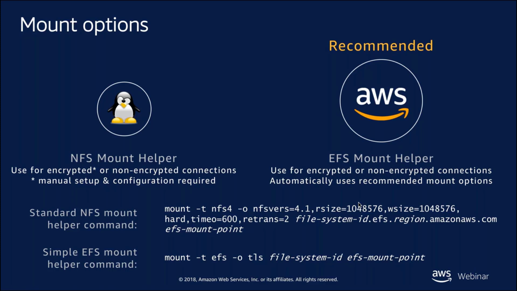So again, you can take a look at the mount command differences between the standard NFS mount and the simplified EFS mount using the EFS mount helper. Really, the only thing you need to supply with the EFS mount helper is to identify that you are using the EFS mount helper with the -t efs. If you want to have an encrypted connection, basically enable encryption of data in transit, you would use the option tls to mount that file system. You'd have the file system ID and then the mount point that you want to mount the file system as on that instance, and that's it. All the other best practices and recommended mount options that we have are automatically included when you're using the EFS mount helper.